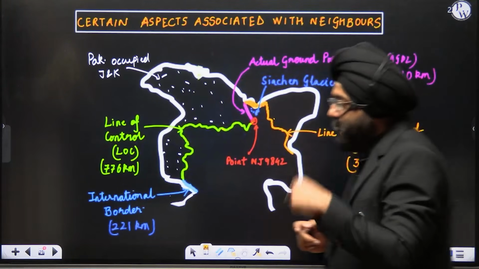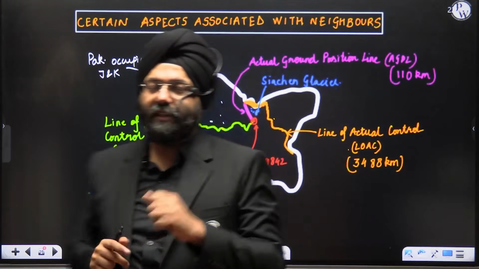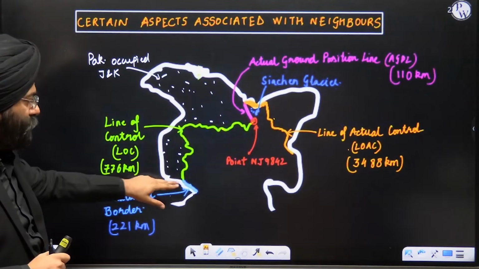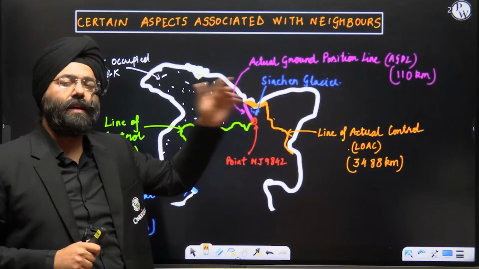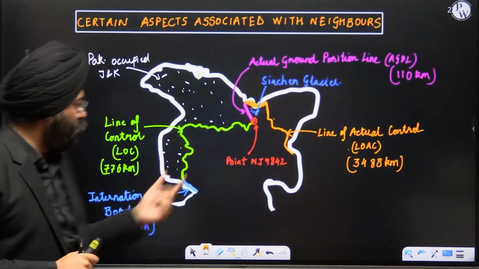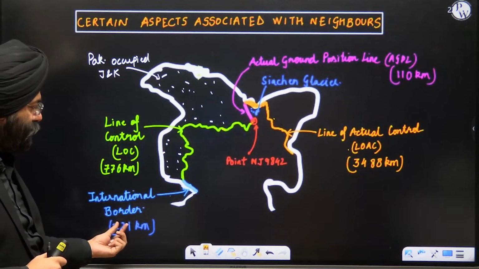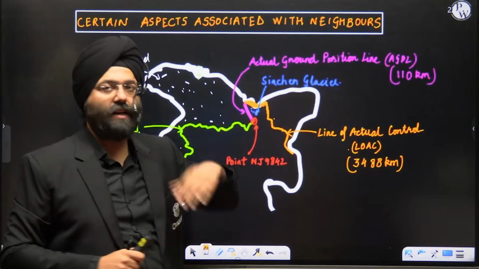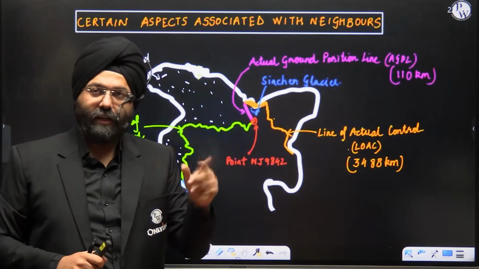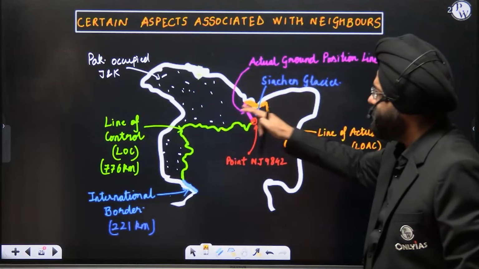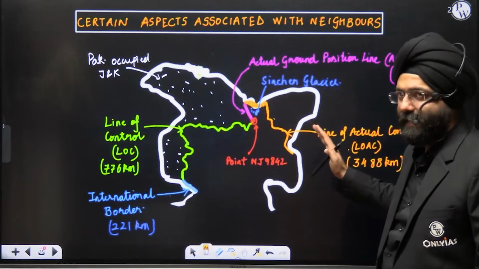Now, you can be asked in your examination, let us say they will put AGPL, they will put LOC and this international border part and tell you to arrange them in the order of their length. Now, you know very well that LOC is 776 kilometers, the international border in the state of Jammu and Kashmir is 221, and AGPL is 110 kilometers. Clear? Now, let us understand a little bit about these three before we move on to LAC.